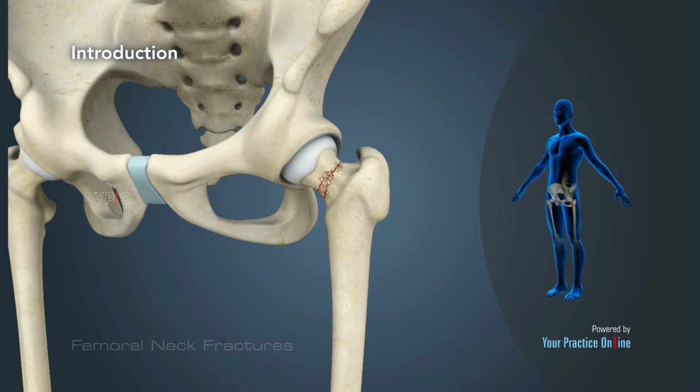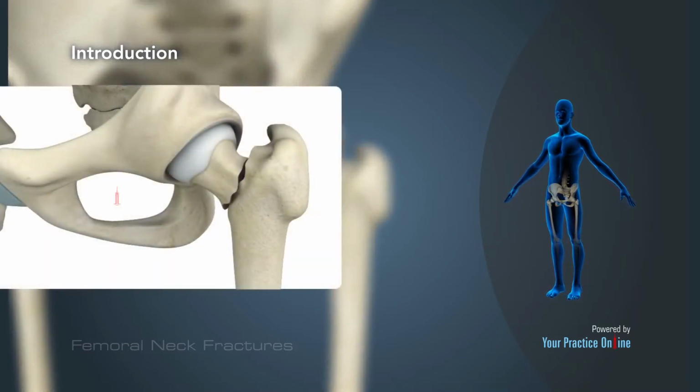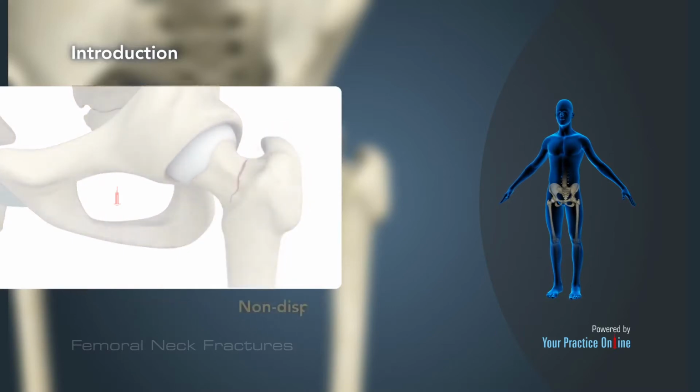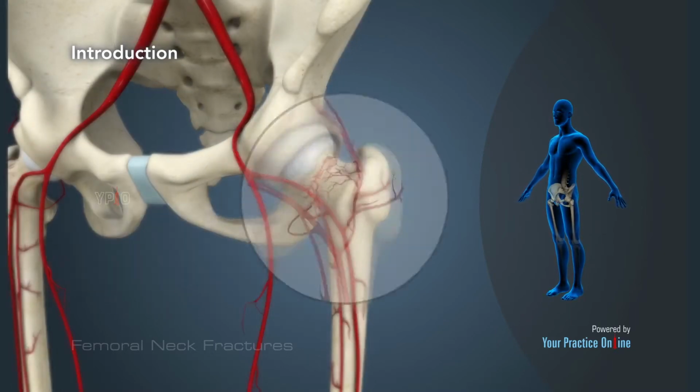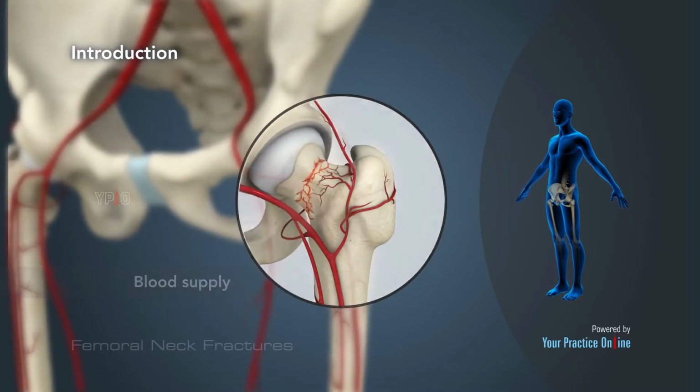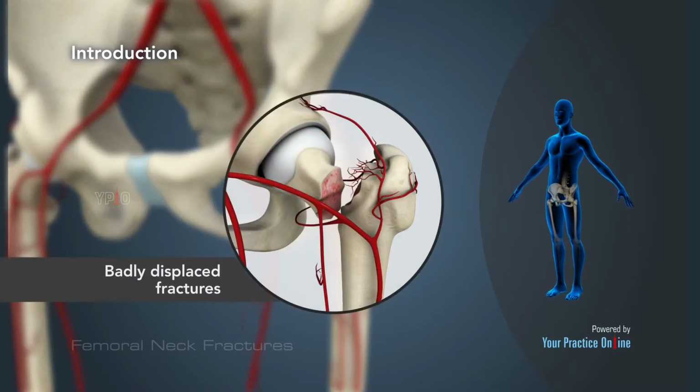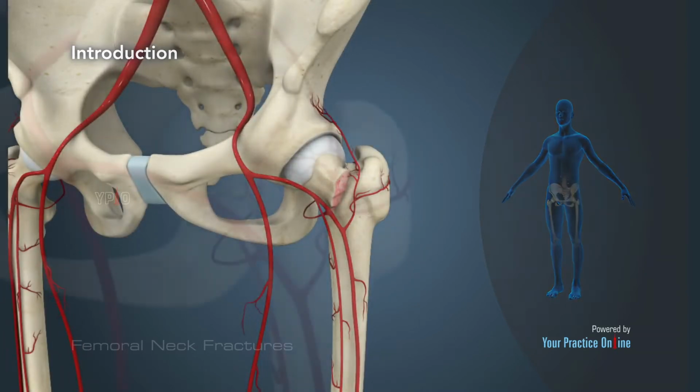Femoral neck fractures may be either displaced, where the bone is moved out of its original position, or non-displaced, where there is no instability of the bone. These fractures may disrupt the blood supply to the fractured portion of the bone. In cases of badly displaced femoral neck fractures, the decreased blood supply prevents these fractures from healing.